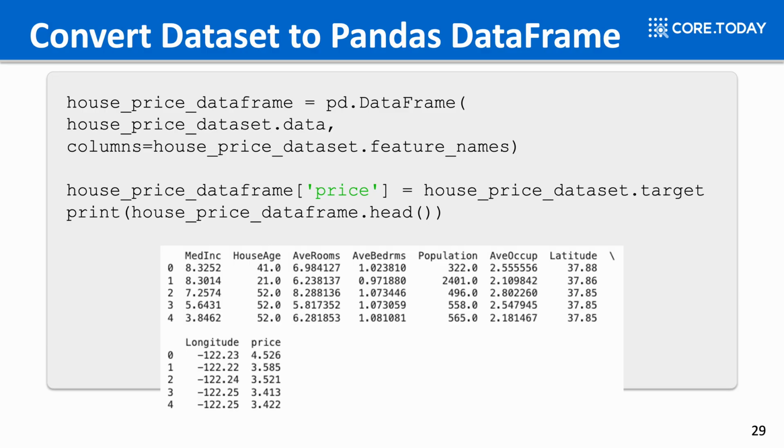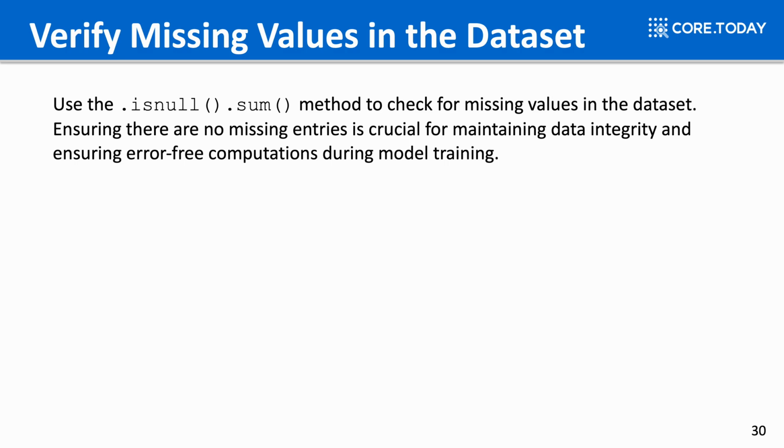Here we are converting the California housing dataset into a user-friendly pandas data frame format. This allows us to easily explore, manipulate, and analyze the dataset using various built-in pandas functionalities. Notice that we also add the target variable, the price, as a new column at the end of the data frame for convenience. A quick check for missing values ensures our data preprocessing pipeline remains robust.